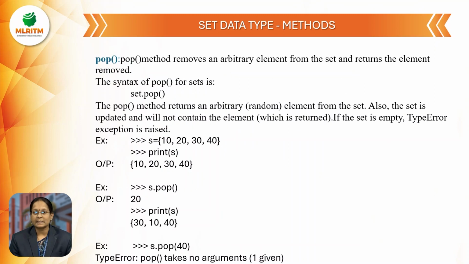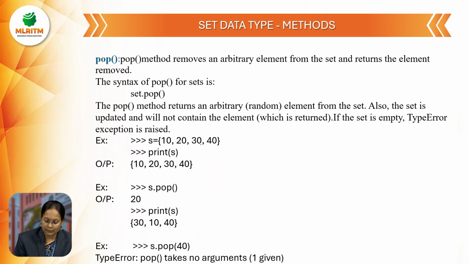The next method is pop. The pop method removes an arbitrary element from the set and returns the element removed. So it returns the removed element and displays it. The syntax of pop for a set is set.pop. The pop method returns an arbitrary, that means random, element from the set. Also, the set is updated and will not contain the element. If the set is empty, a TypeError exception is raised.